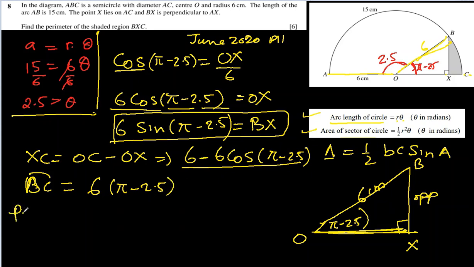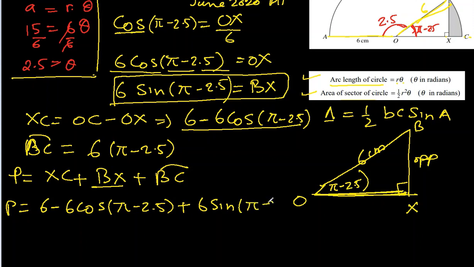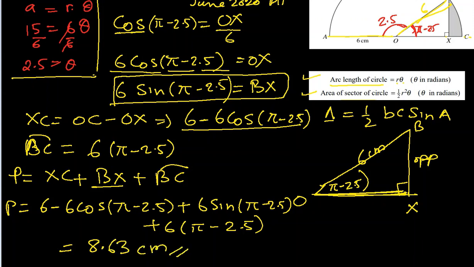So the perimeter of this shape will be XC plus BX plus arc BC. Just add these three, and all three are ready with us now. Let me put it one by one. P equals XC, which is 6 minus 6 cos(pi minus 2.5), next BX, plus 6 sine(pi minus 2.5), and arc BC we just got, 6 times (pi minus 2.5). Put this whole thing very carefully in your calculator, and the answer you will get is 8.63 centimeters. That's the final answer.